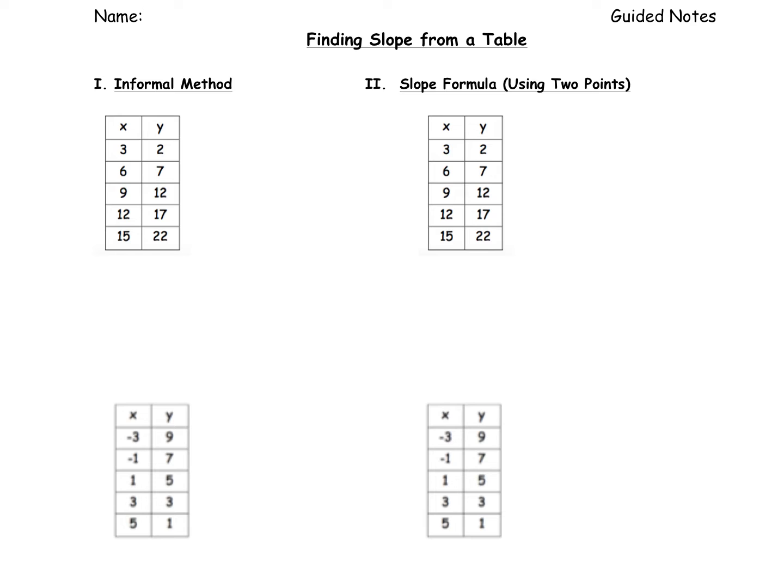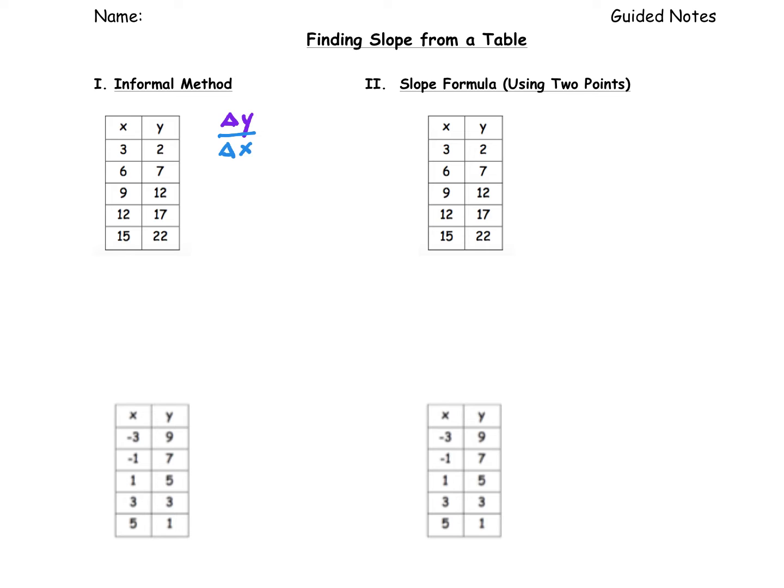So I'm going to start with the informal method, the new method, and since we're talking about slope, we're going to be talking about the change in our y values, and we're going to look for the change in our x values. So slope is always the change in y over the change in x.